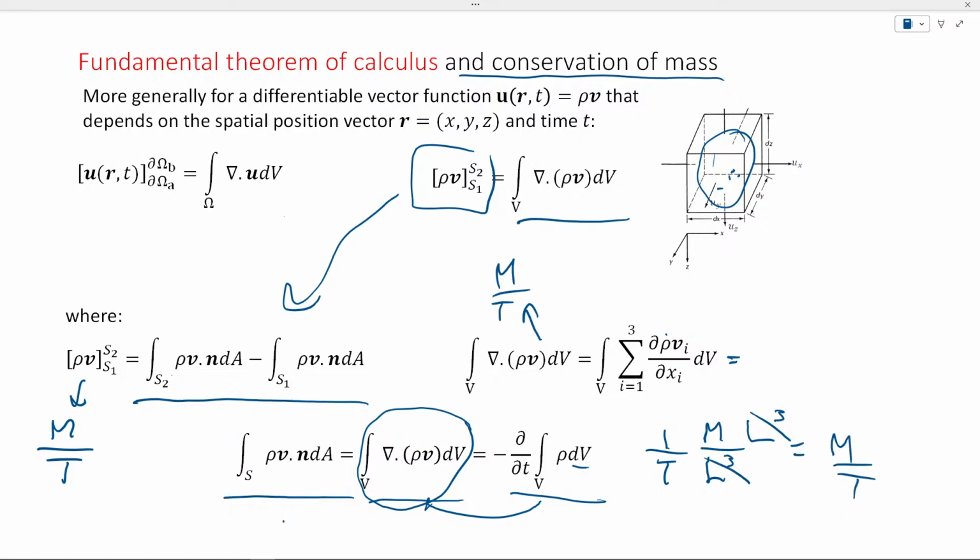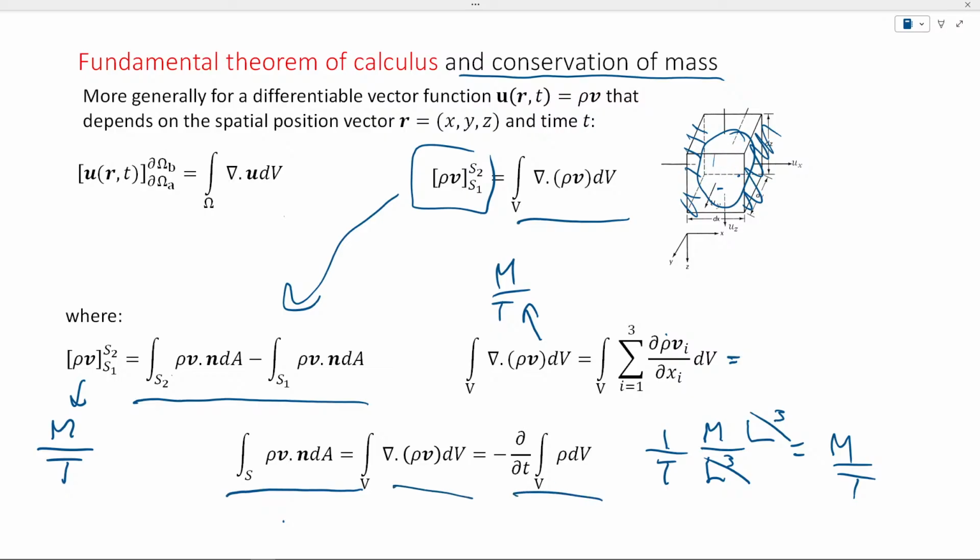So let's read this again. This is telling you the net mass flux across the boundary here and here. That is the same as the net flux expressed as the volume integral inside here, what is changing inside. And that is the same as what is leaving my system is equal to what is being depleted from what is inside my system.